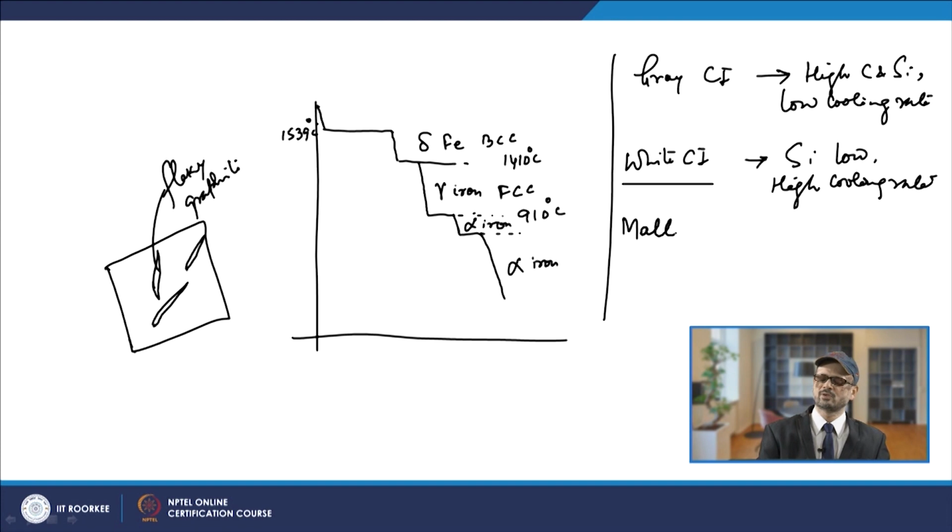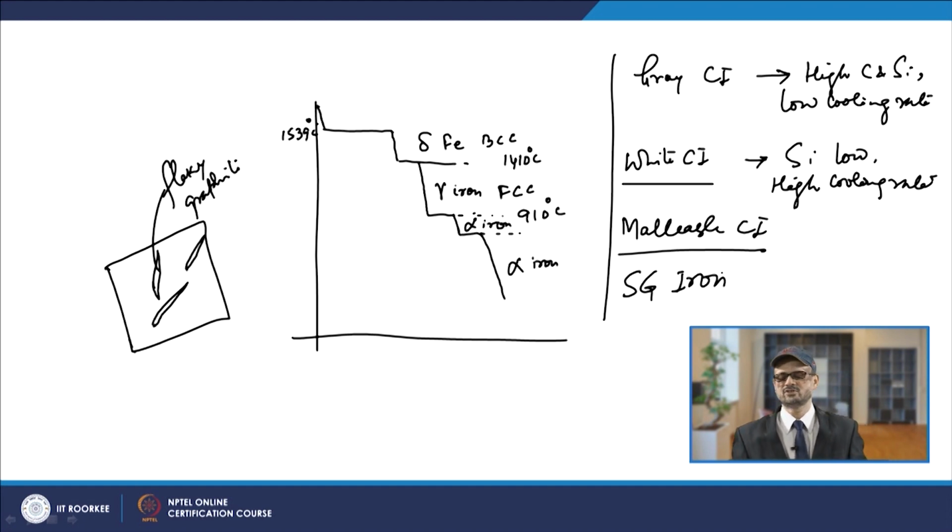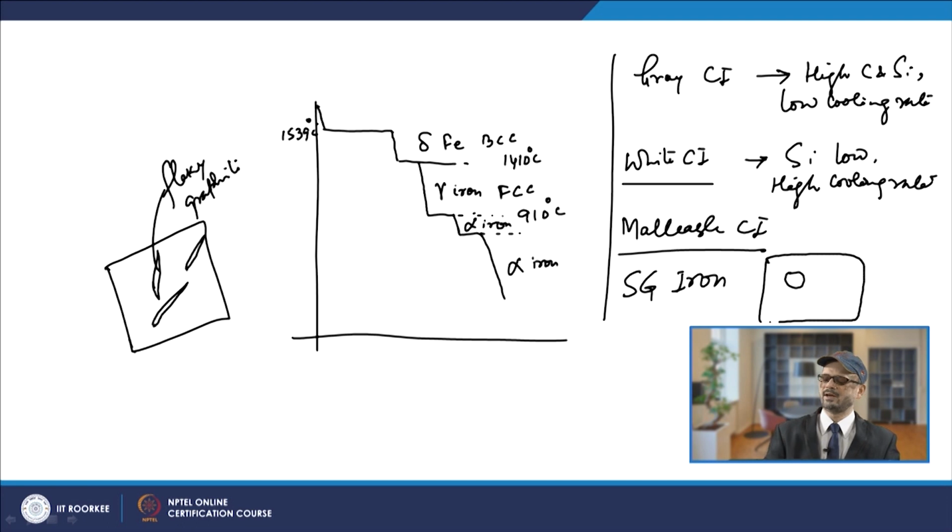We also use spheroidal graphite cast iron, known as SG iron. In this case, for the same composition, magnesium or Ce is added into the melt. That basically converts the flaky graphite into round ones. So you get spherical globules of graphite, and that is known as spheroidal graphite cast iron.